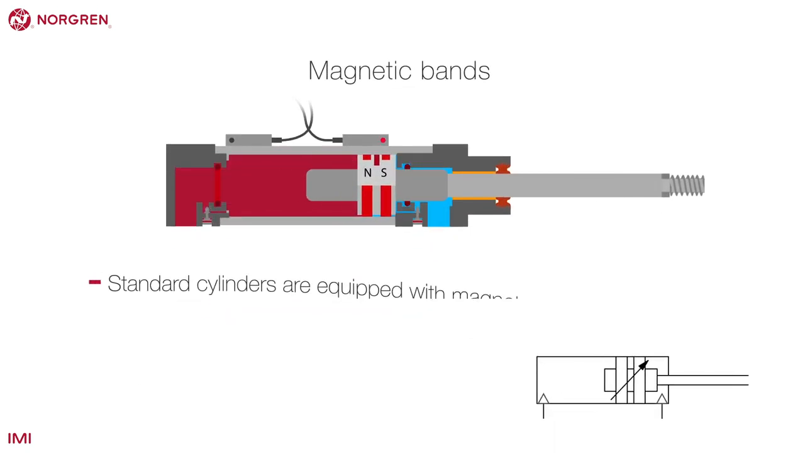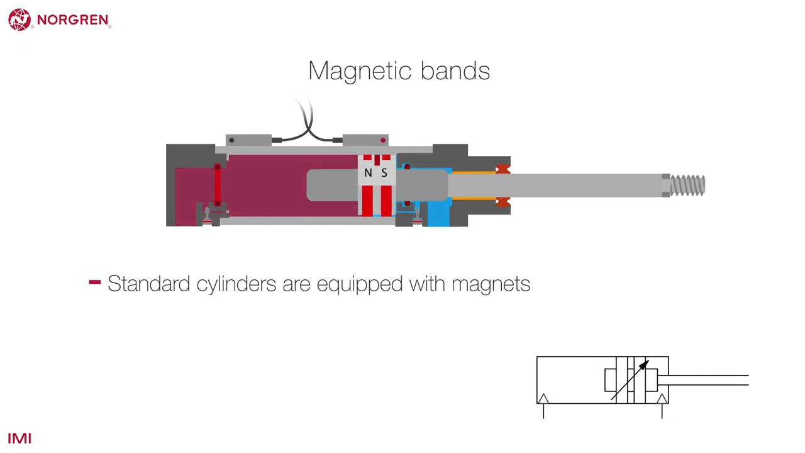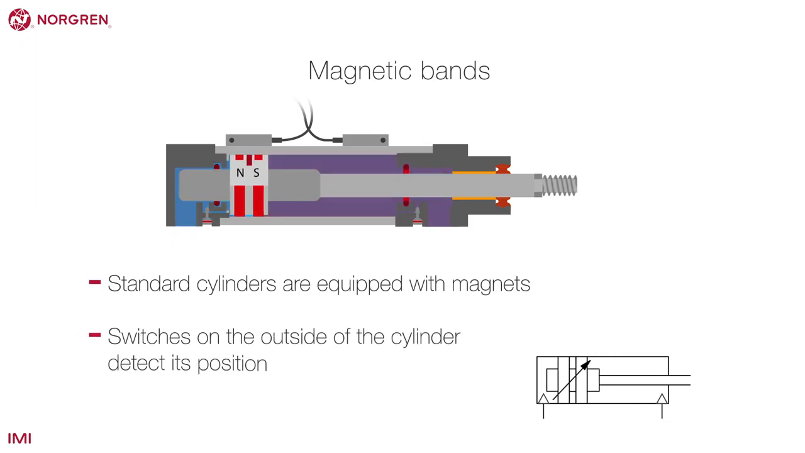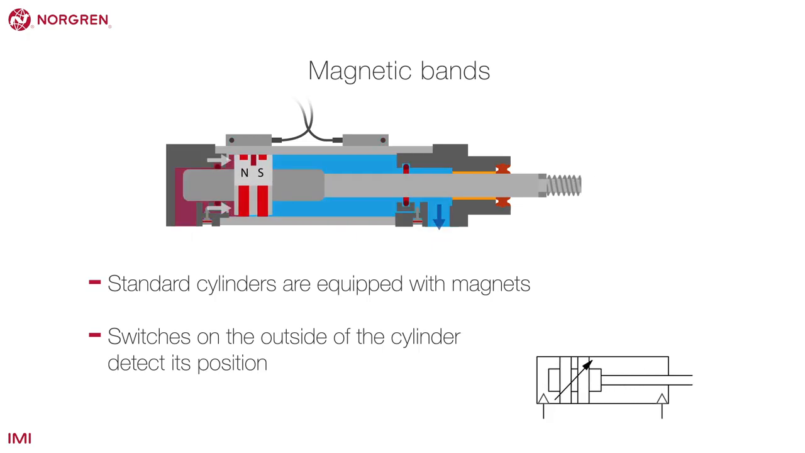Like most actuators, Norgren standard cylinders are equipped with magnets, usually under a wear ring. These bands allow reed or solid-state switches on the outside of the cylinder to detect its position.